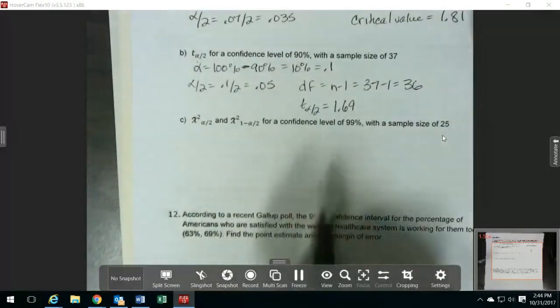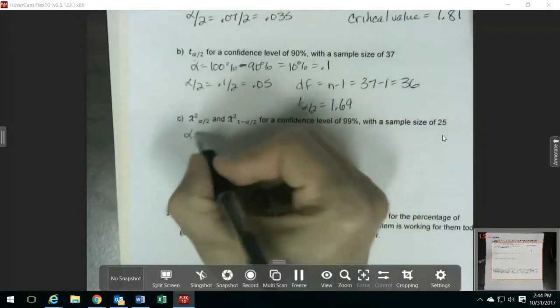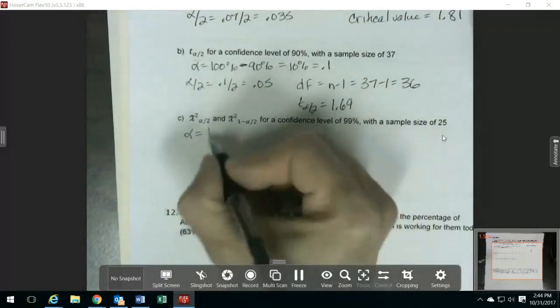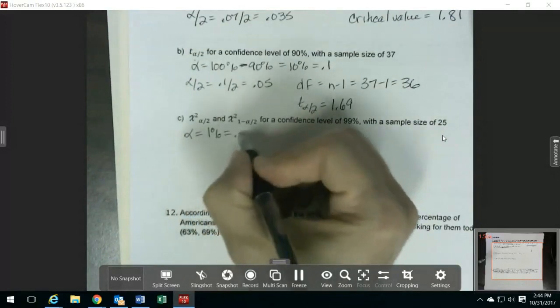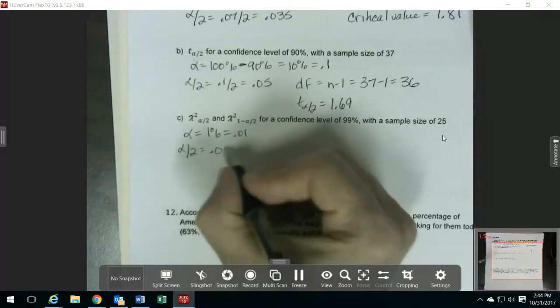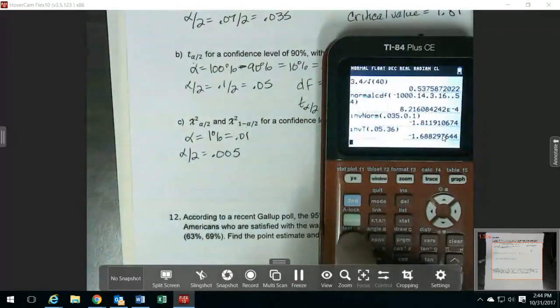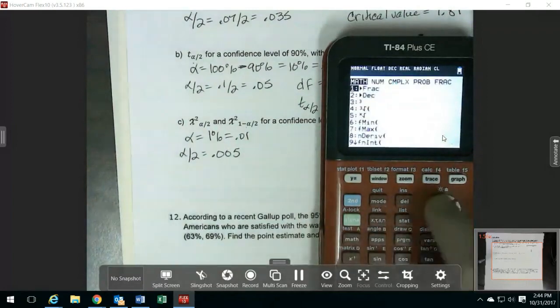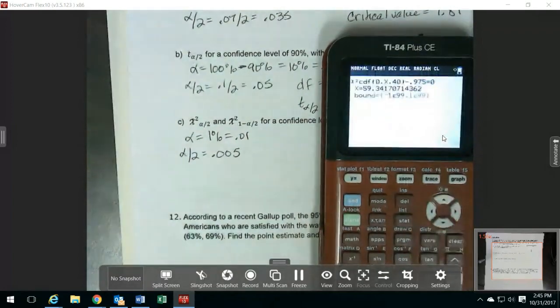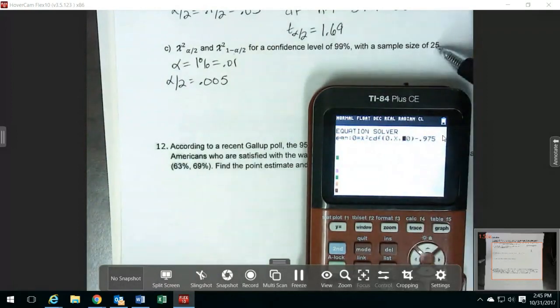This last one is for critical values for chi-squared. Again, we're finding our alpha. So our alpha is going to be 1% or 0.01. That means alpha over 2 is going to be 0.005. And this was the ones where you use the solver. So I'm doing math and the solver. I'm going to change this. So I'm putting in my degrees of freedom here. That's n-1, so the degrees of freedom is going to be 24.